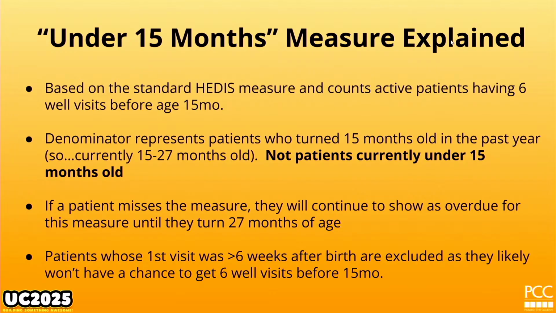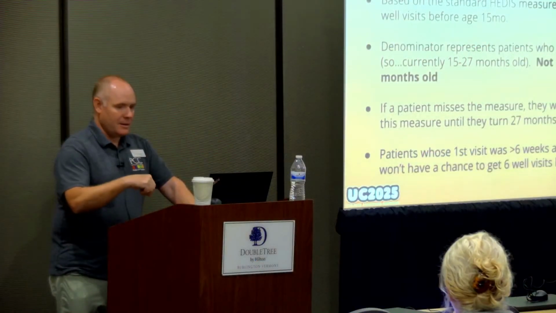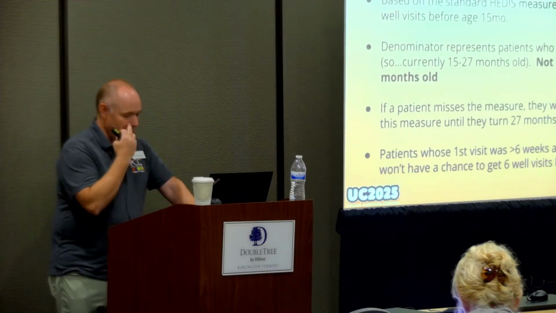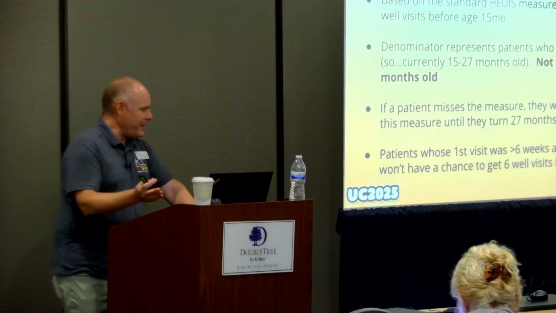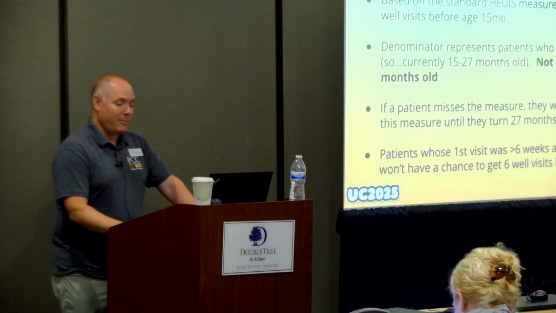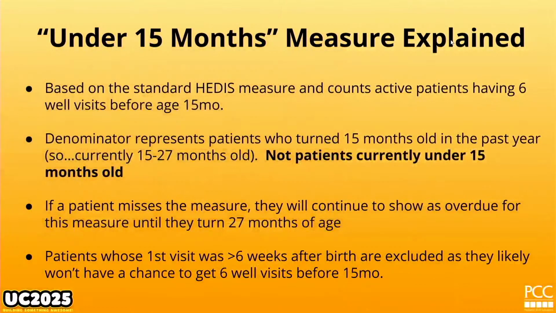It's not looking at patients currently under 15 months old. So you're not seeing what are my well visit rates for the kids under 15 months. It's a retroactive or retrospective measure. If the patient misses the measure, so they don't get 6 by age 15 months, they'll continue to show as overdue until they move to the next age group category, until they turn 27 months of age.